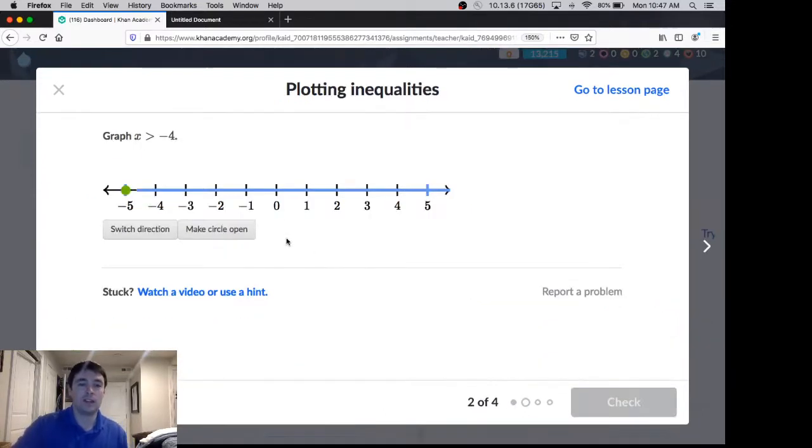So now, this time, they tell me to graph x is greater than -4. So I'm going to find the -4. I don't need to switch the direction. It's already moving to the right. That's correct for greater than. But because it says greater than, now I'm remembering my mistake from last time. I need to make the circle open. And the open circle means it cannot include the -4. It just needs things that are greater than -4.